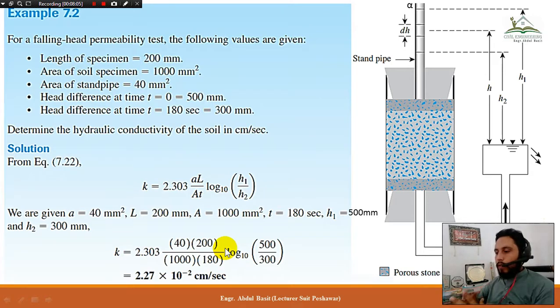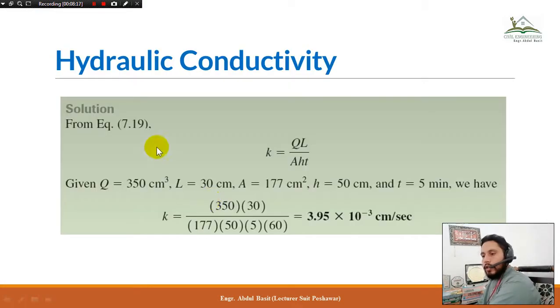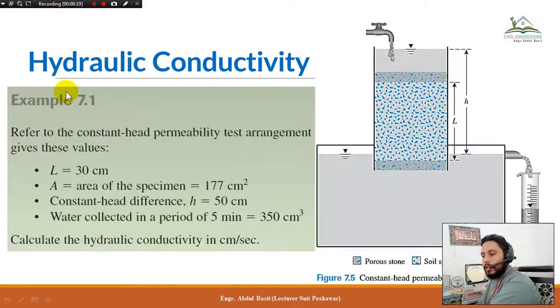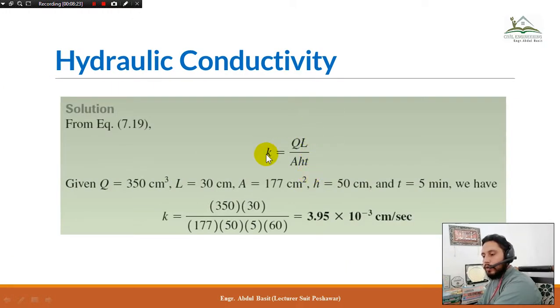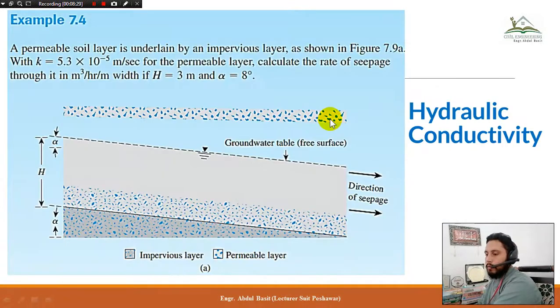Okay, so this is hydraulic conductivity according to the falling head permeability test. In these two numericals, the basic thing is just to keep in mind which formula needs to be used. So first of all, get it confirmed from here. If it is a falling head permeability test, this formula should be used. If it is a constant head permeability test, as given here, you must be sure about which formula should be used, the perfect formula for the constant head permeability test.